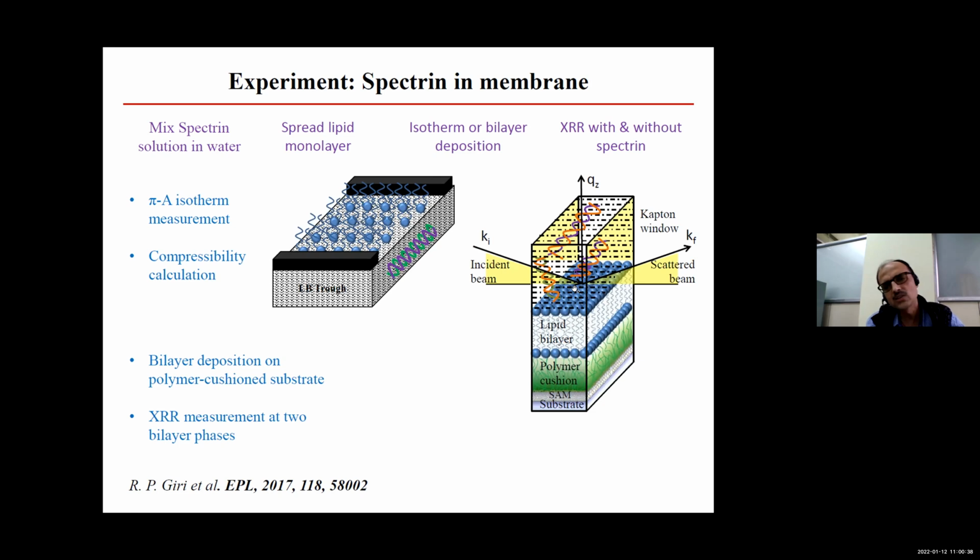So we have designed a special cell where we have a Kapton window, and then we have water molecules here. And this polymer is a water soluble molecule, so already it is hydrated. So basically both the surfaces are hydrated, and then we can easily maintain this bilayer structure in this cell. And then we can add spectrins in there and study how these spectrins are changing the structure of this bilayer, or how they are attaching with this monolayer, with this bilayer.